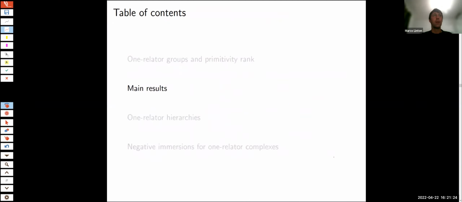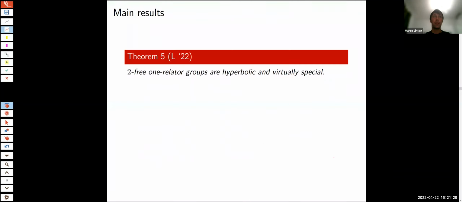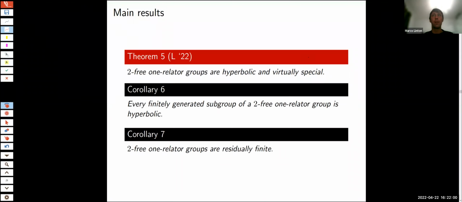Okay. So main results. The main result is that in fact Lauder and Wilton's conjecture is true. So 2-free one-related groups are hyperbolic, but moreover they are virtually special. I won't define what this is, but essentially it's to do with cube complexes. A special group is a fundamental group of a special cube complex. But what this does get you is that if you're virtually special, then you get residual finiteness. So this is one corollary of the main theorem: 2-free one-related groups are residually finite.